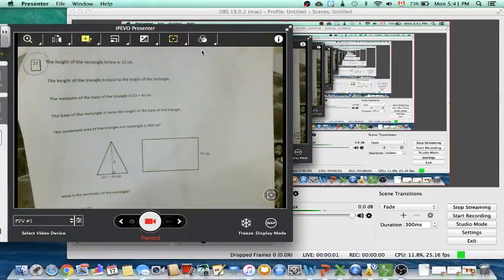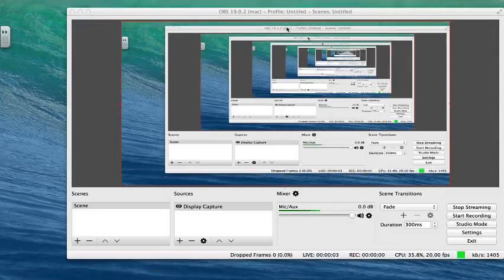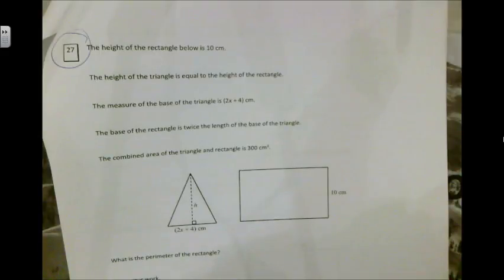Okay, this video is for grade 8. This is number 27 in your long answer review package. So all of the information that we have here will be used to figure out the perimeter of the rectangle. So everything that we need is there.